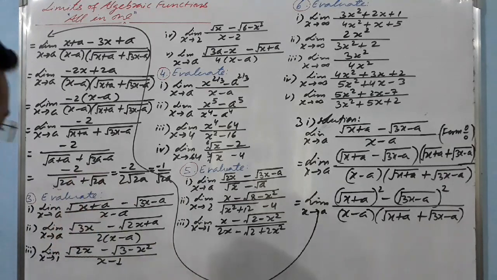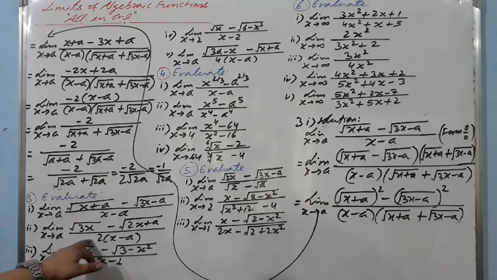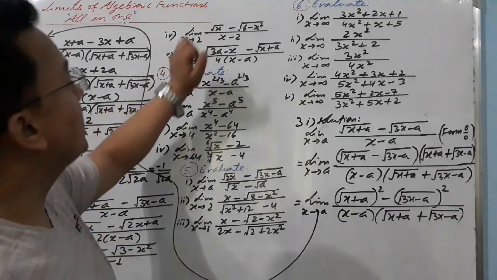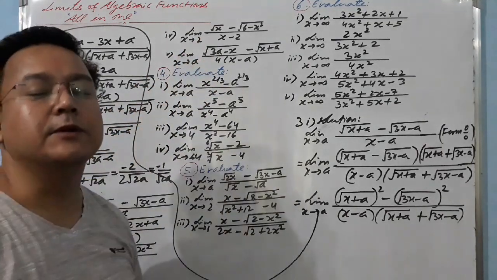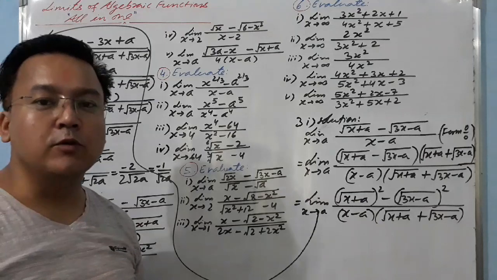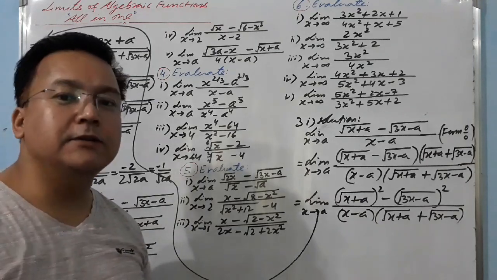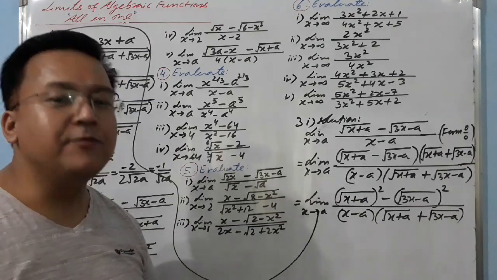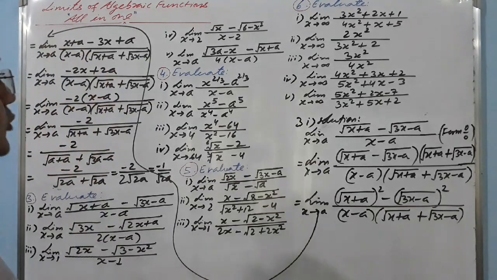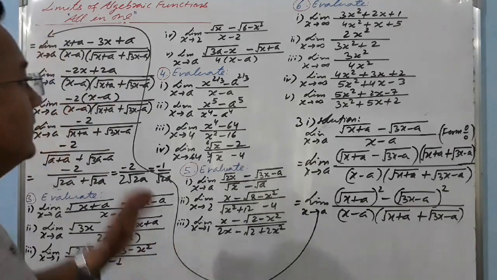Now I think you understood. Here also exactly the same method you have to apply. Here also the same method. Try each and every question. If you get a problem, you can write down in the comment box. I'm ready for you, 24 times 7. There is no problem.